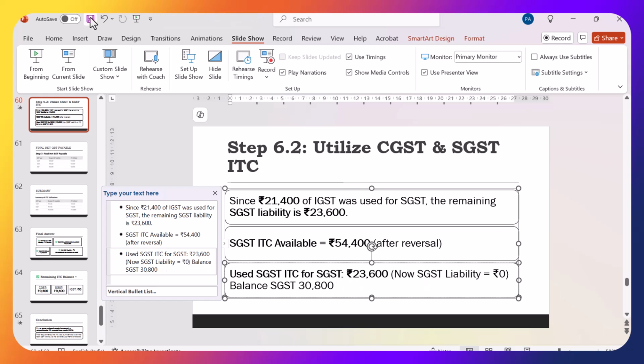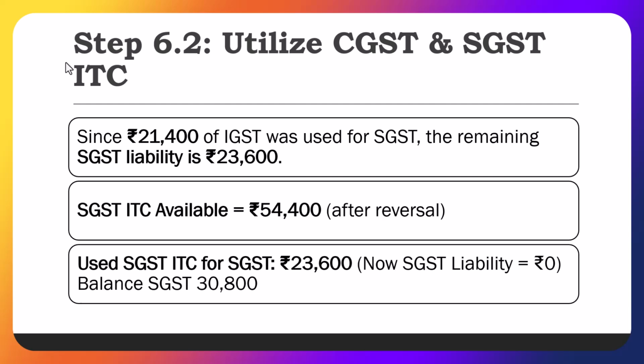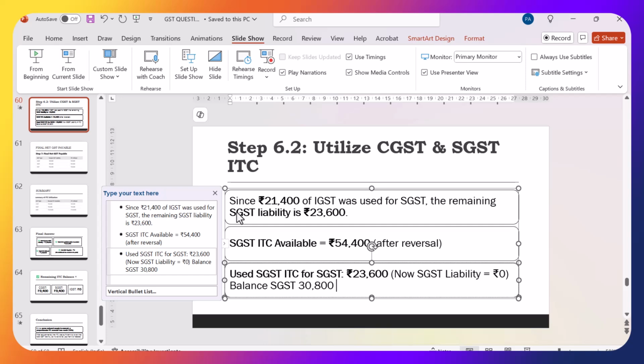So we set off IGST ITC against the CGST liability also. So the CGST ITC is also left, 54,400. CGST, how much is remaining there? 54,400. So that means the total balance will be how much? 54,400. Sir, it would be, wait, 85,200. So this will be the balance left.